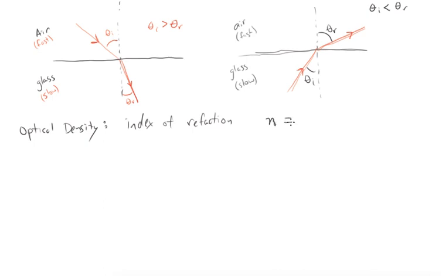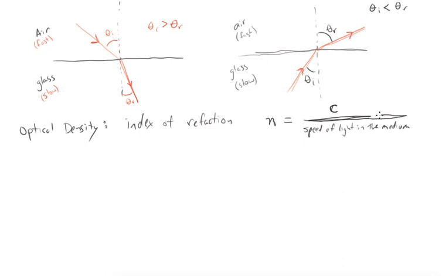And we're going to define it as the speed of light in a vacuum divided by the speed of light in the medium.